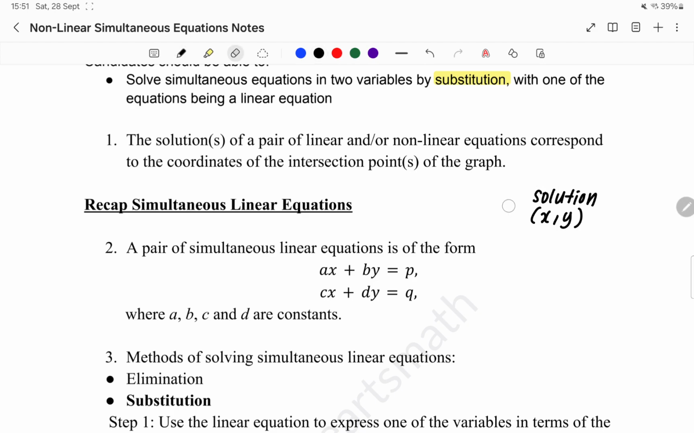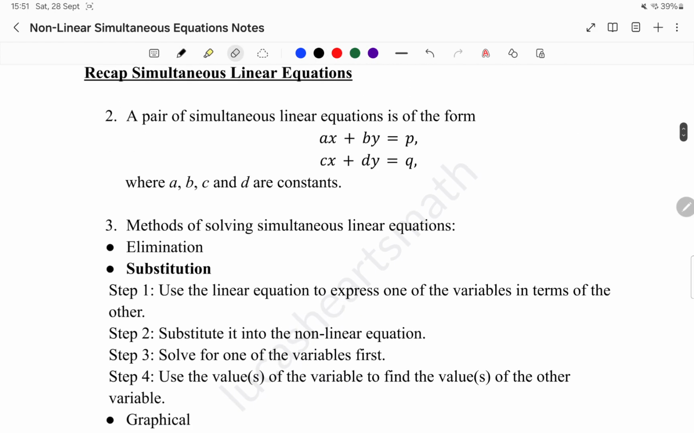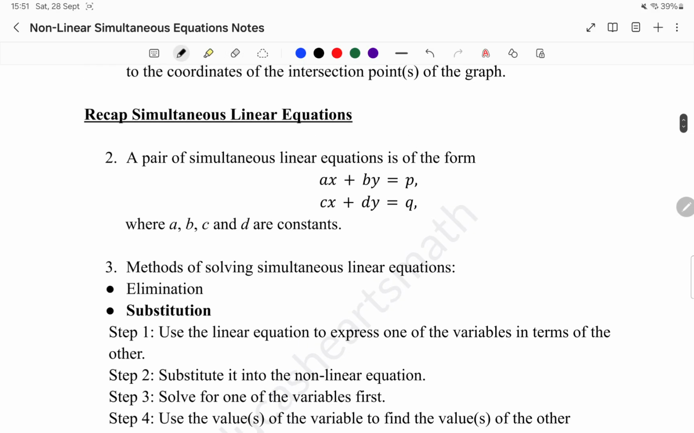So let's do a recap on simultaneous linear equations. It's always of this form. And why is it linear? It's because the powers of the variables here are power 1. That is why it's called linear. So just a quick recap.